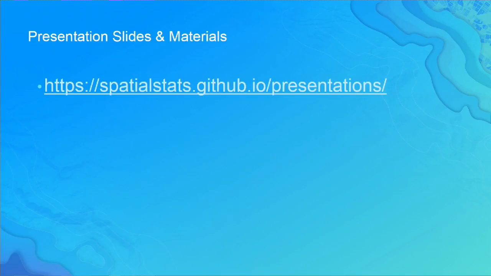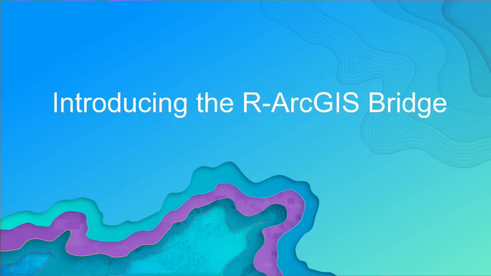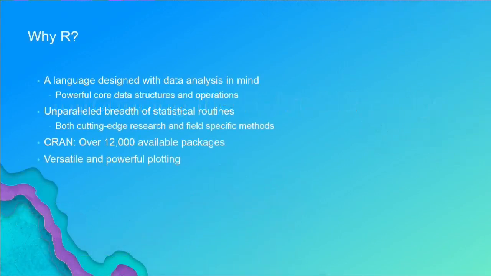To dive in, let's start with some of that basic, what is the bridge? What is the R-ArcGIS bridge? Why should you be interested in it, etc.? And that really starts off with the question of why R? Now, maybe some of you already work with R and you love it, and I don't need to preach to you the wonders of R. But maybe you don't, and maybe you're wondering, okay, there's Python, there's R, how do I pick and choose what it is that I use?